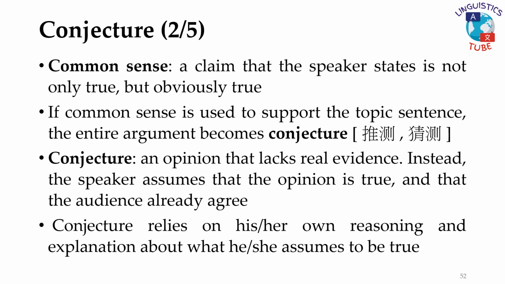Therefore, instead of using external, objective evidence to convince the audience that the arguments are valid, the speaker relies on his or her own reasoning and his or her own explanation about what he or she assumes to be true. Therefore, the speaker makes the claim because he or she assumes it is true, but does not present evidence to prove that it is true. This is a catastrophic weakness that will guarantee a weak speech.